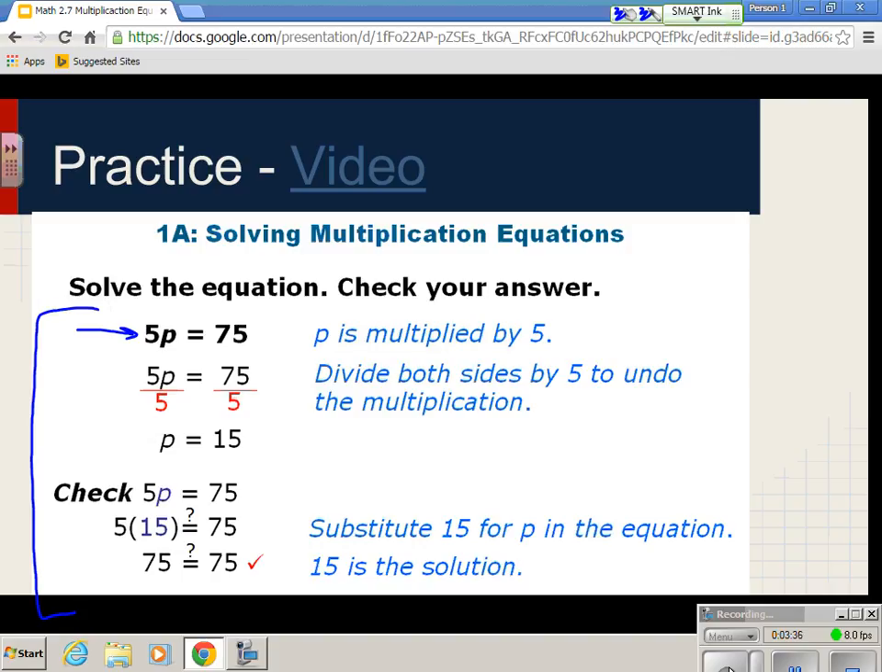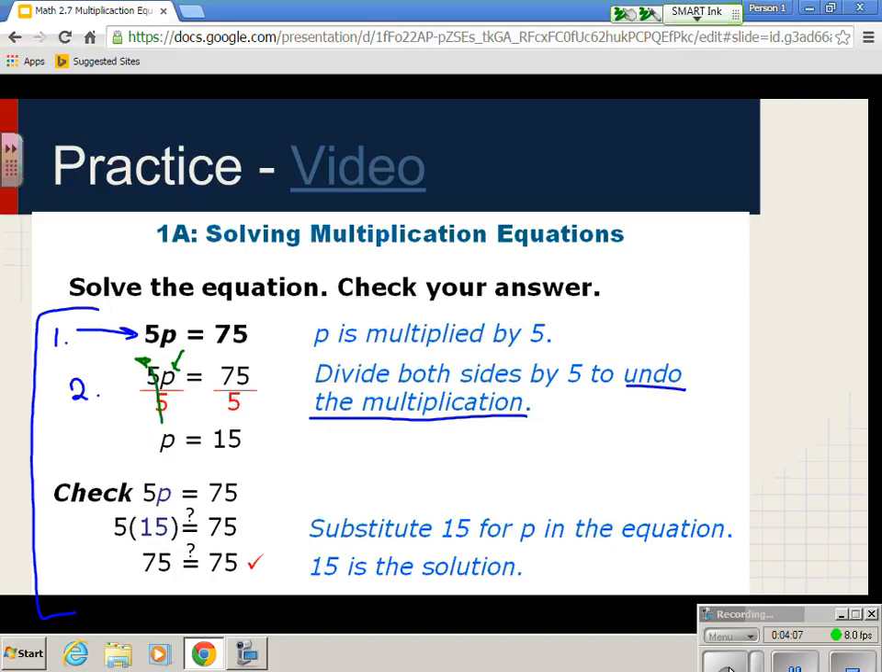So the first step after writing down the problem, I guess that's your first step. Second step is then finding out the inverse operation, or how do we undo the multiplication to both sides. Again, look for the number that's related to the variable. The variable is p, so the number next to it is what we're looking at, which is that 5. So divide both sides by 5, because that's the opposite of multiplication.